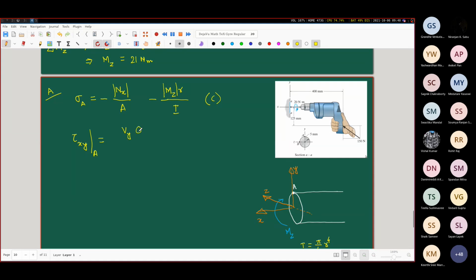Now, when you write the Q, this Q is about which axis? Sir, about z-axis. Yes. When you write the I, this is about which axis? So same about neutral axis, about z. Yes, about the Z axis. Okay. And T. What is the value of the T here?